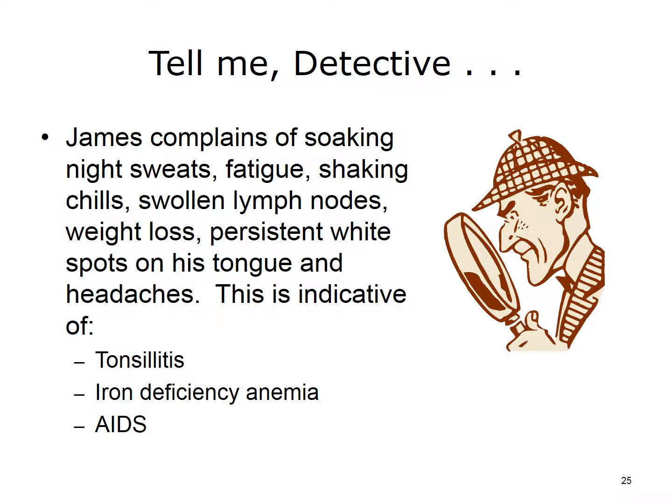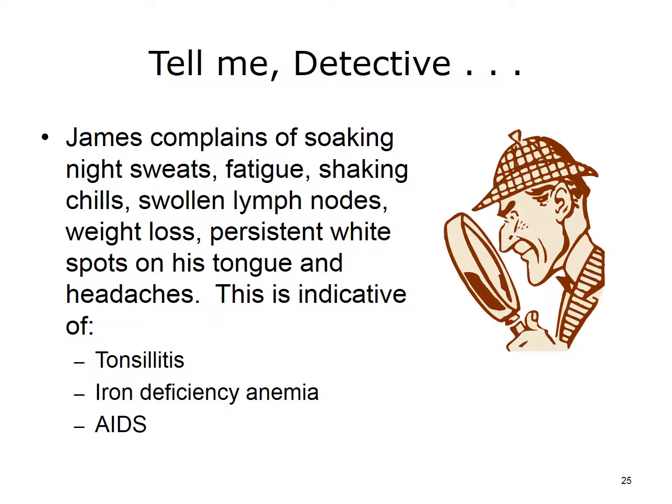Now that you know something about the lymphatic and immune systems, see if you can solve the mystery that appears on this slide. James complains of soaking night sweats, fatigue, shaking chills, weight loss, swollen lymph nodes, persistent white spots on his tongue, and headaches. This is indicative of tonsillitis, iron deficiency anemia, AIDS.